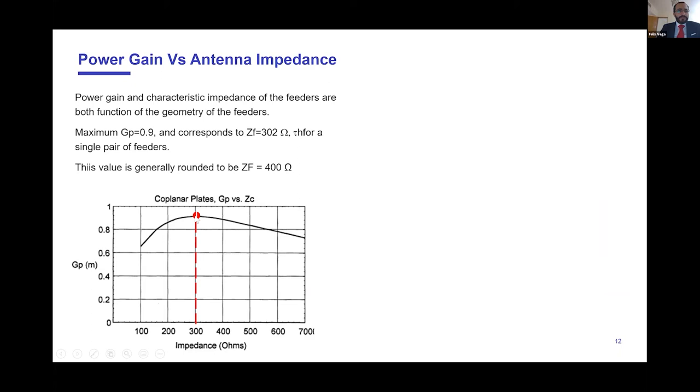This is basically the conclusion of what I'm introducing here, the figures of merit. In general, this value is rounded to 400 ohms. I mean, 300 is the optimum, but everybody rounds this to 400 ohms for the case of reflectors fed with a cable. And with this, you can do many interesting things. For example, you can produce baluns, you can produce transformers that are multiples of 50 ohms. That is basically the idea.